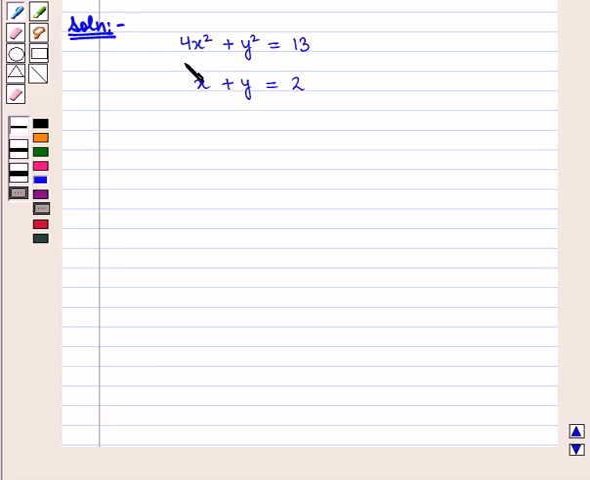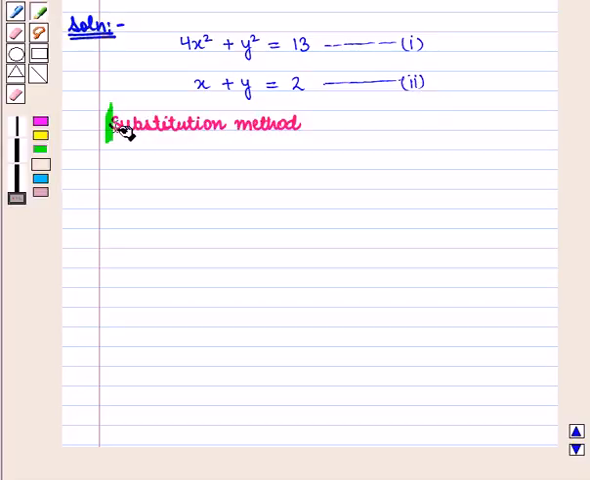We are given the system of equations as 4x square plus y square is equal to 13. Let us mark this equation as equation number 1, and x plus y is equal to 2. Let us mark this equation as equation number 2. Now we'll use the substitution method to solve these equations.